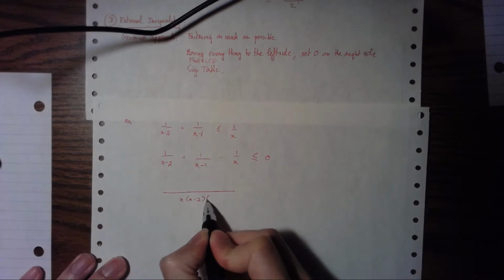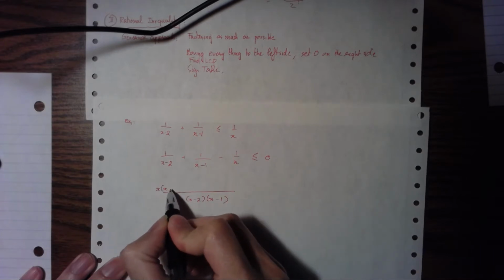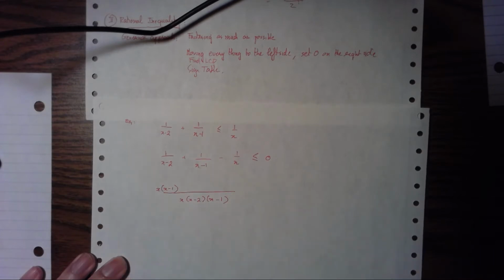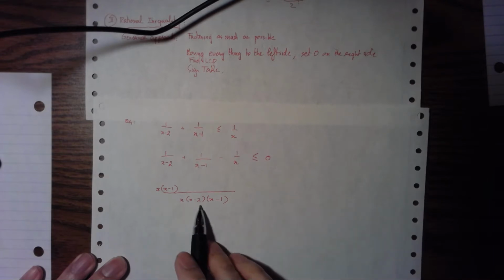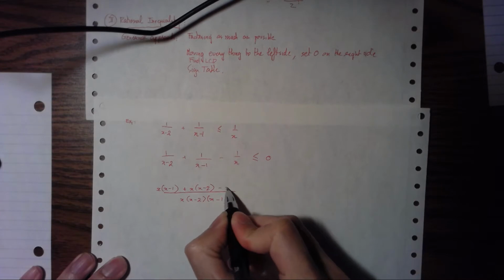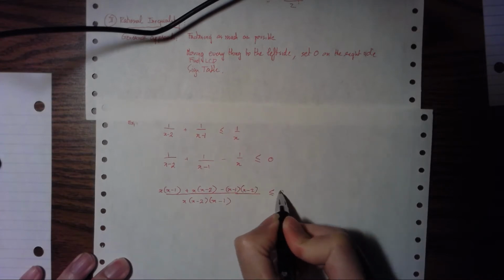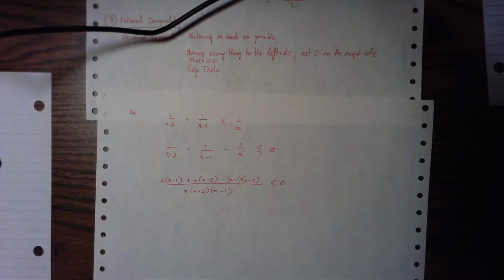Everybody knows how to find LCDs, so I'm not going to go through that so much. The LCD over here is this. So we'll have x minus 2 here, and minus x minus 1, x minus 2, and that's less than or equal to 0. Okay, so that is fine. That is the LCD of this rational expression.